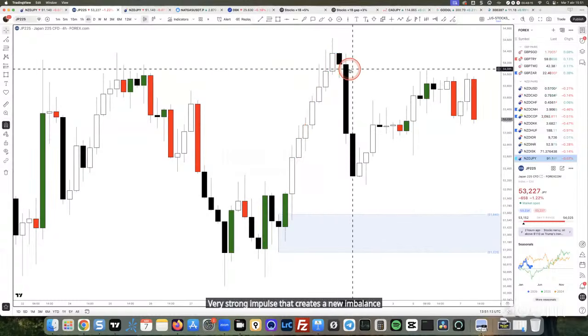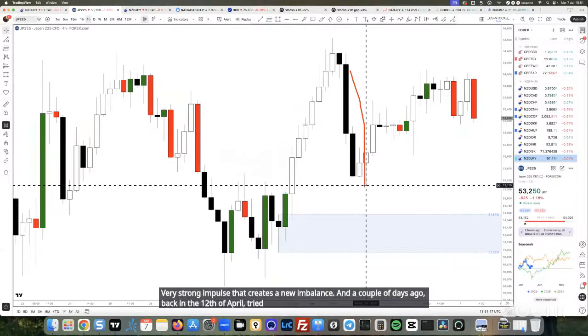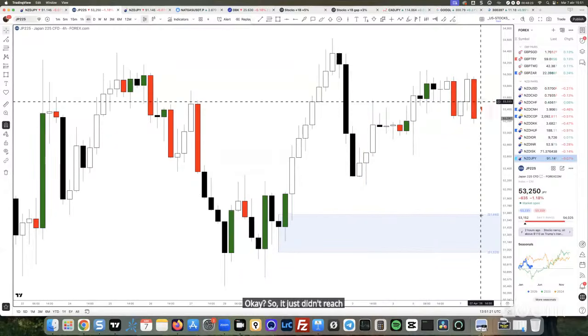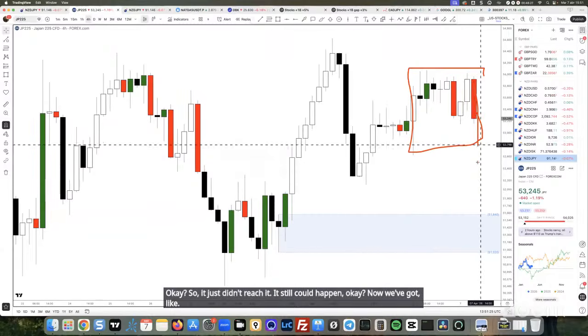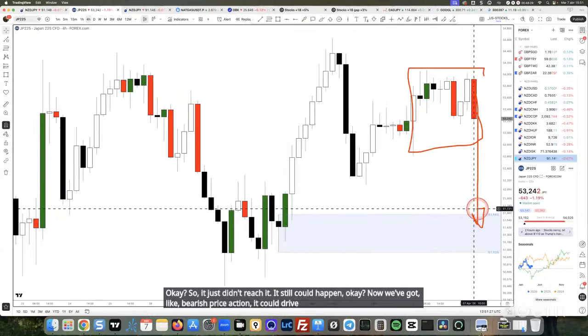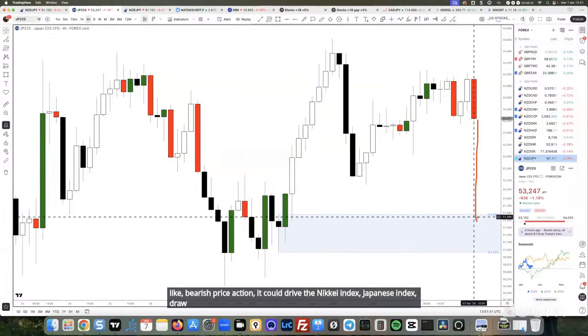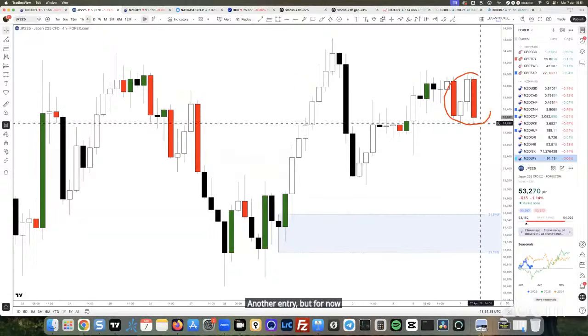And a couple of days ago, back on the 12th of April, it tried to drop here, okay? So it just didn't reach it. It still could happen, okay? Now we've got bearish price action. It could drive the Nikkei index, the Japanese index, lower, and from there we might have another entry. But for now, it's just sitting here.